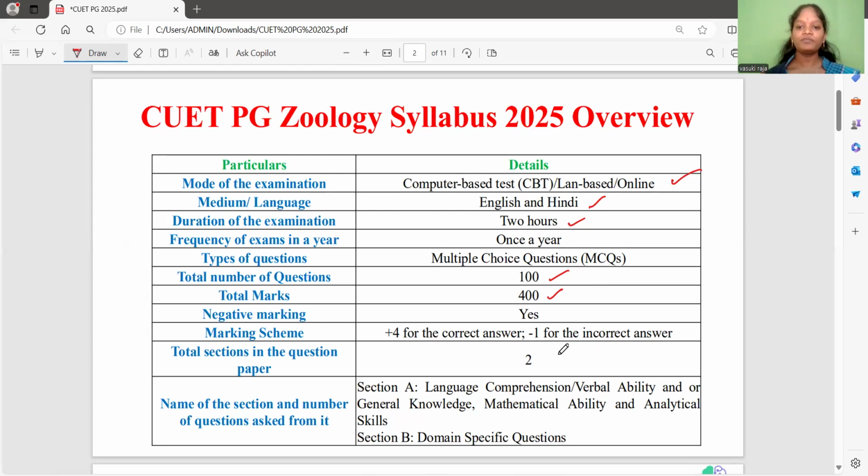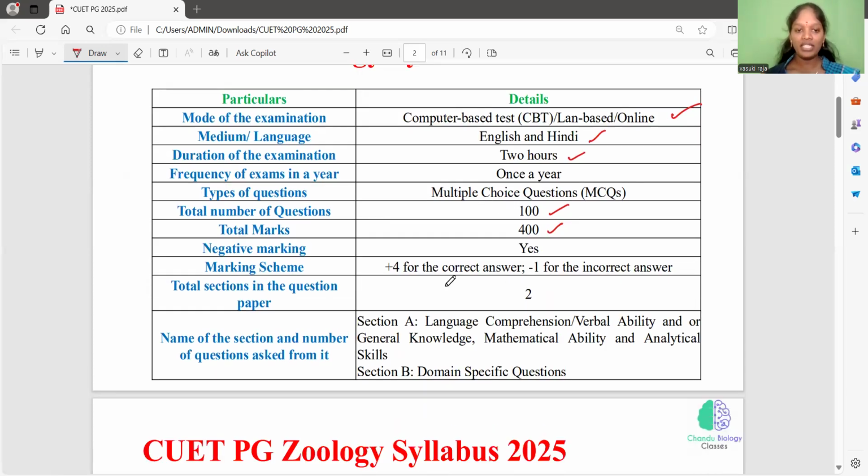Okay, and there will be 2 sections in this particular exam. Section A is somewhat related to language comprehension, verbal ability, general knowledge, and mathematical ability. This is somewhat related to the analytical skills of our mind. And section B is related to the subject which you have chosen.